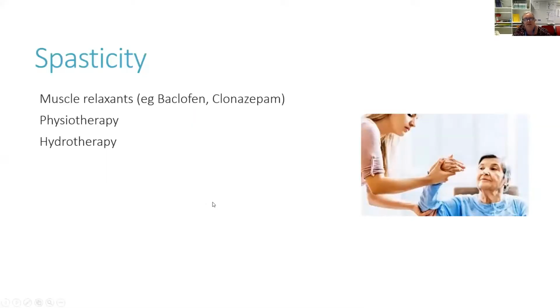So the spasticity, this is mainly for those people that do have the upper motor neurone symptoms. We often use muscle relaxants, things like baclofen or clonazepam work quite well. Once again, it's about starting slow and increasing as necessary to manage the symptoms. But once again, physiotherapy and hydrotherapy are important things. That's why it's important to make sure that you've got a physiotherapist on your team, to try and relieve some of these symptoms.